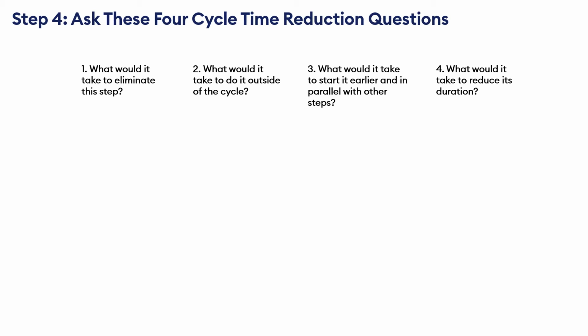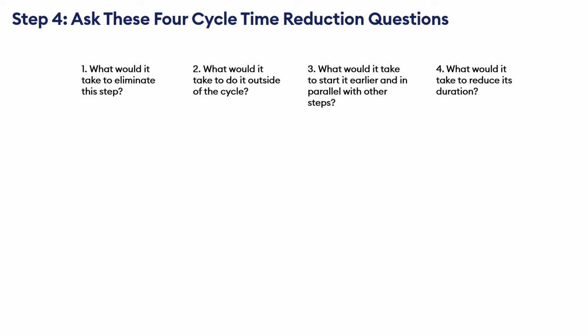In step 4, we take what we've learned about the steps in the cycle and determine what opportunities may exist to reduce the impact of each step on the cycle's duration. We do this by taking each of the steps in the cycle and subjecting it to 4 questions. The first one of these is, what would it take to eliminate this step?